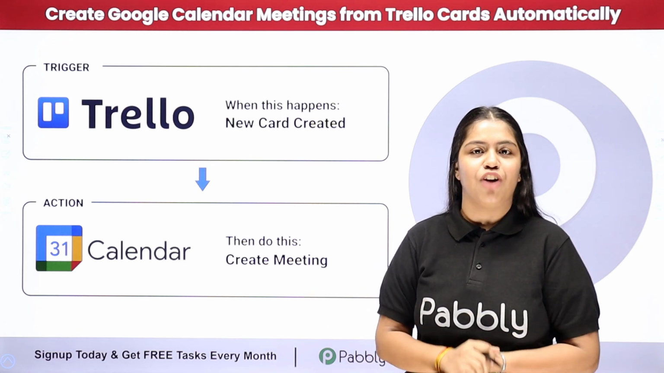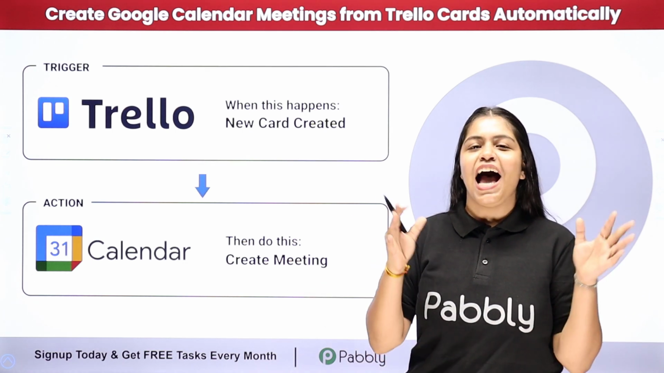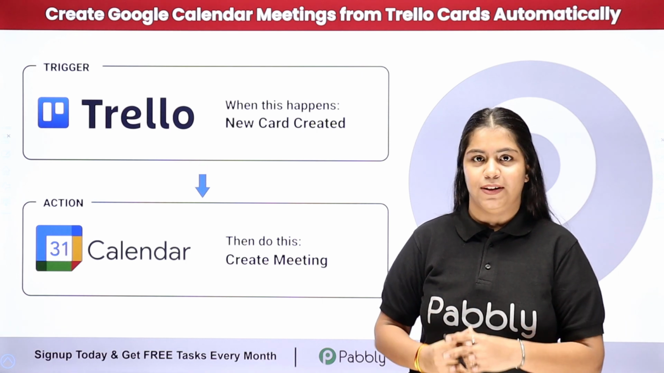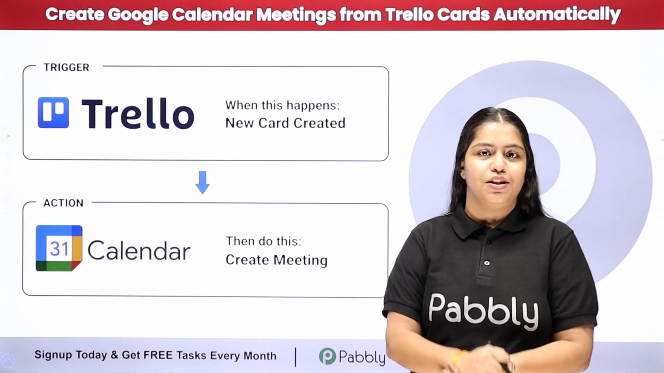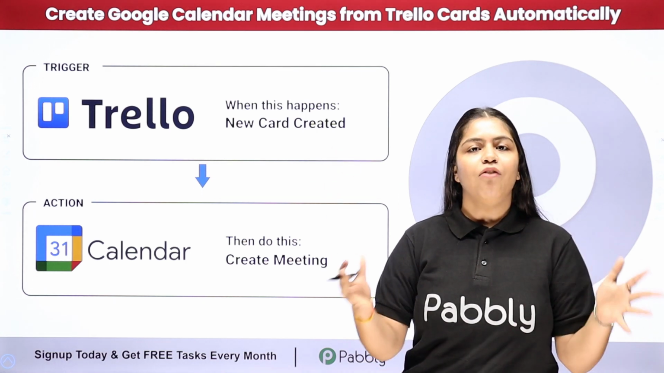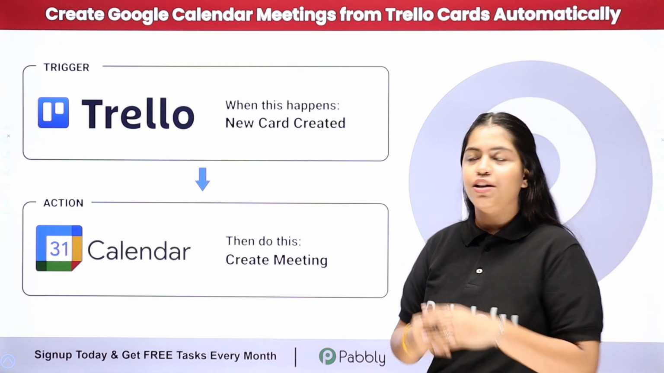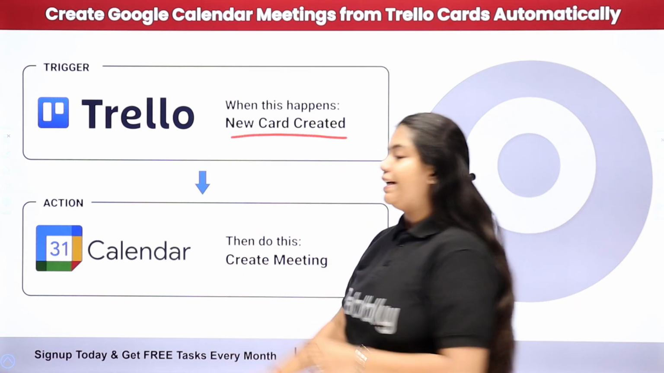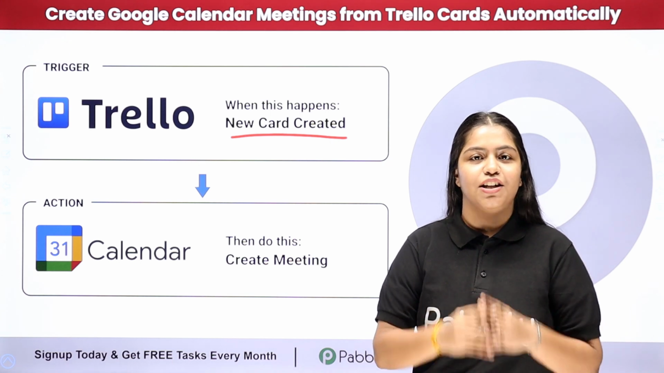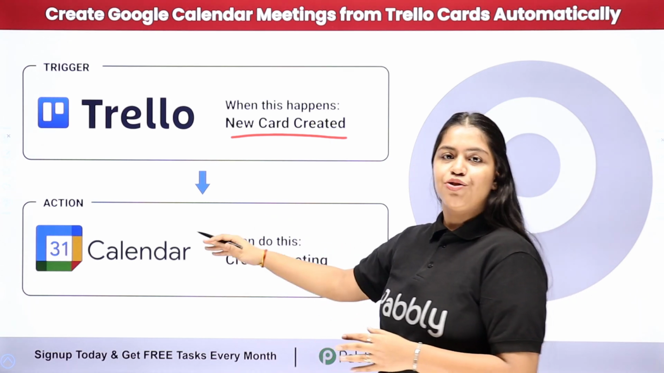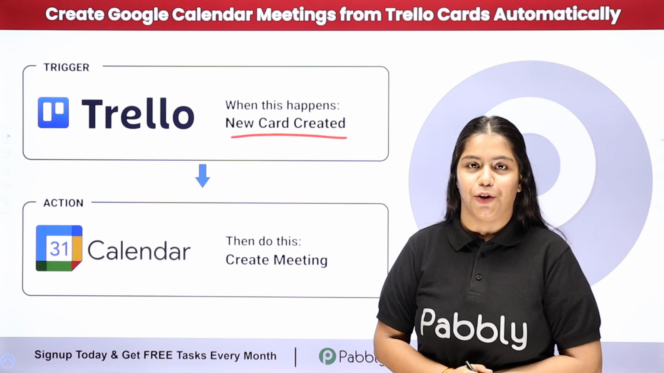So over here I am running a digital marketing agency and we regularly schedule client calls, and to do this we simply create a new card on our Trello. So now what I want is that once I create a new card on my Trello, automatically, using that same details, a new event should be created or a meeting should be created in my Google Calendar automatically.